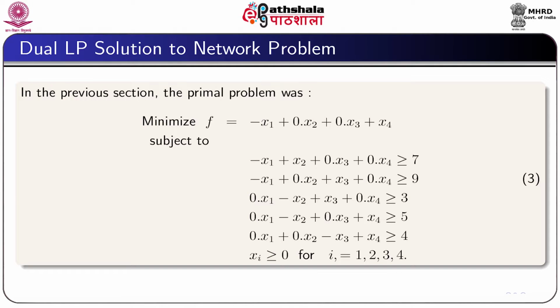In the previous section, the primal problem as derived was minimize f equal to minus x1 plus 0x2 plus 0x3 plus x4, subject to the constraints as shown in this slide.